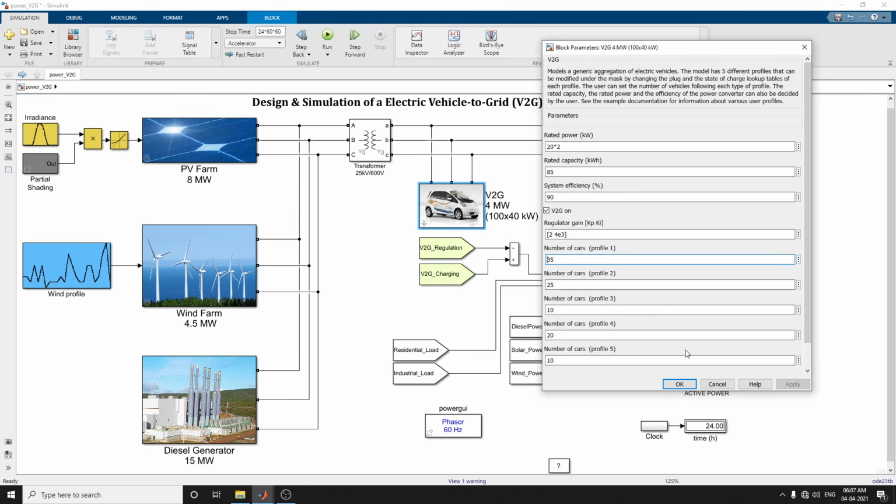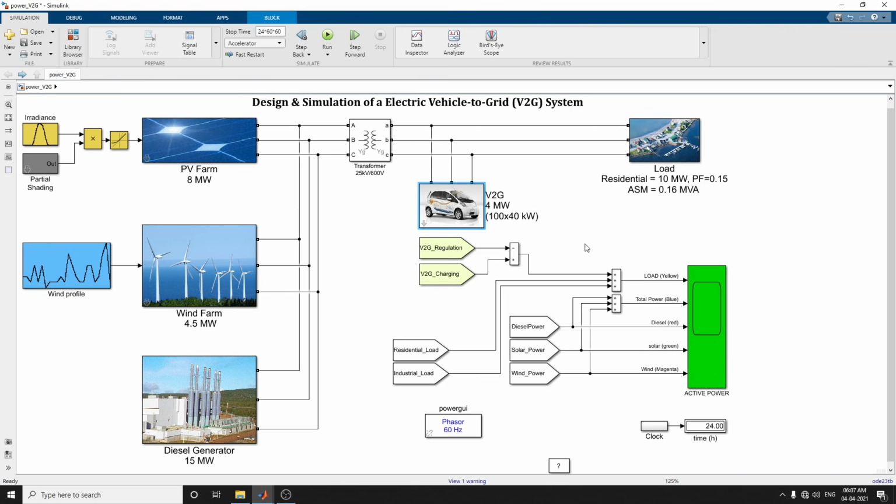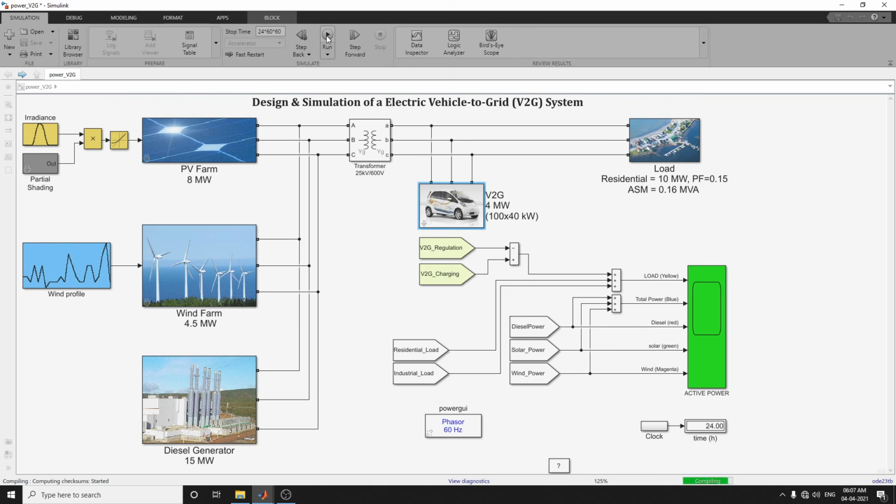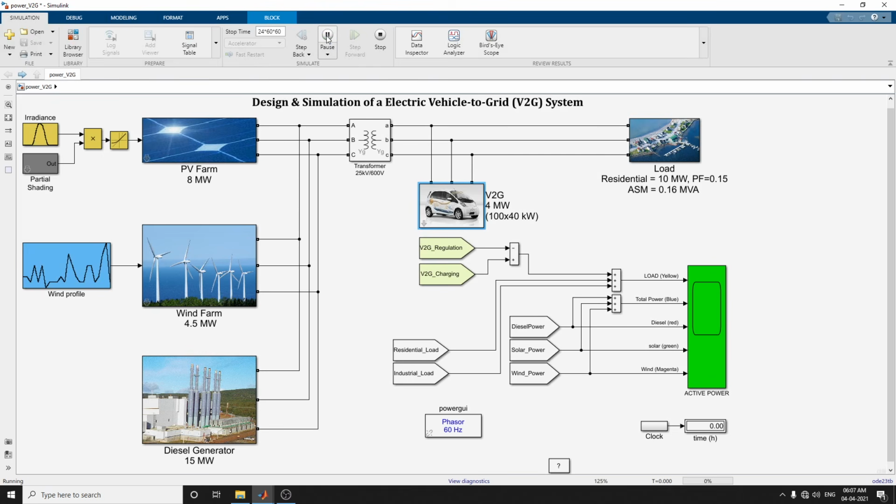This is a 24 hours simulation grid. Now we can click and run. The simulation is going on. After the simulation you can see this clock shows the 24 hours simulation of vehicle to grid systems.